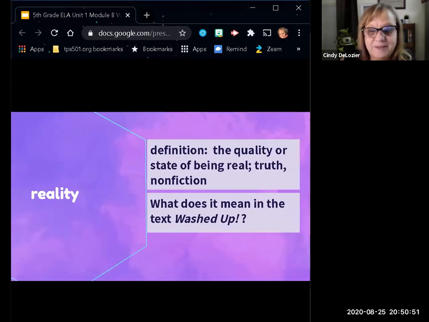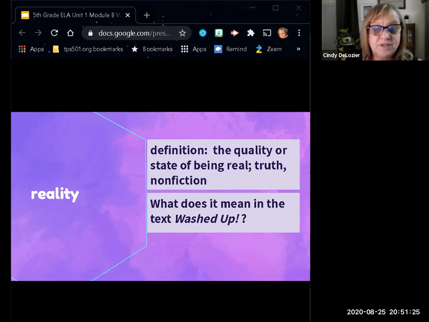That's correct. It's because they are about real people. The definition of reality is the quality or state of being real. We could also define reality as truth or nonfiction. As we read the text Washed Up, let's use context clues to help us identify which meaning is intended for the text. Will it be the state of being real, or will it be defined as truth or nonfiction?